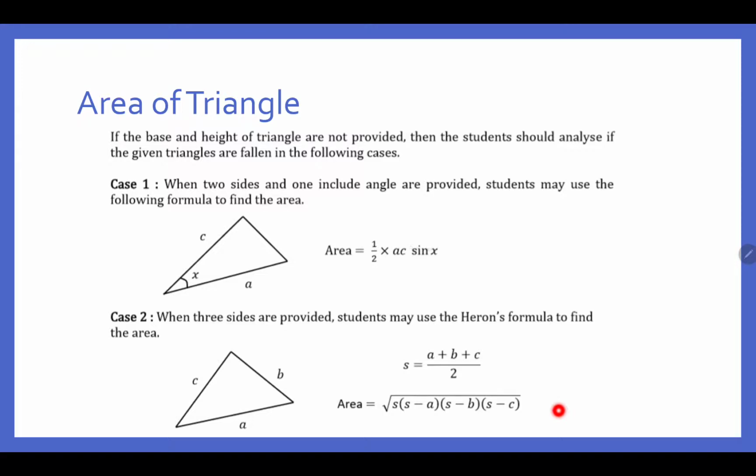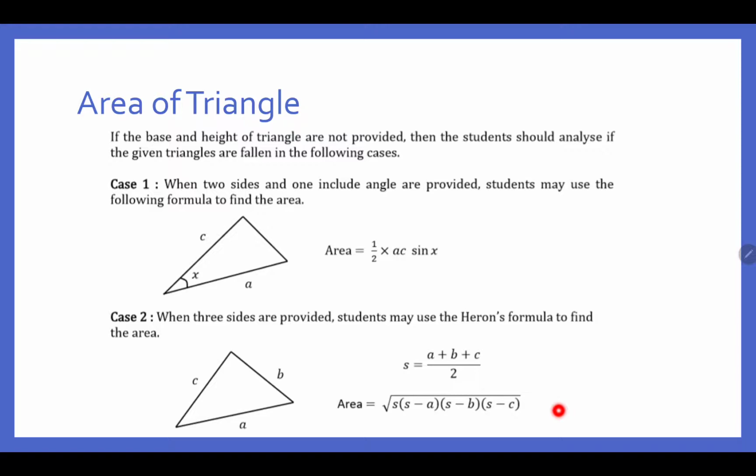1/2 times AC sin X. A and C is 2 sides. 2 side. And then X ni adalah angle. Included angle. Maksudnya side tu adalah di kiri kanan angle tu. Case 2. When 3 sides are provided. Okay, you can use Heron's formula to find the area.